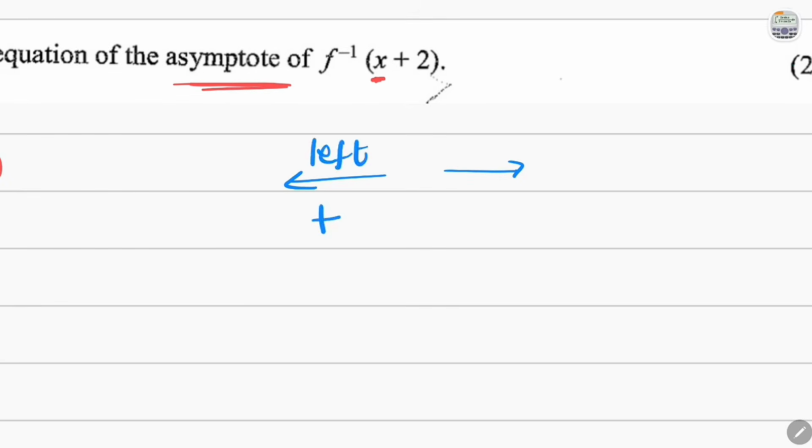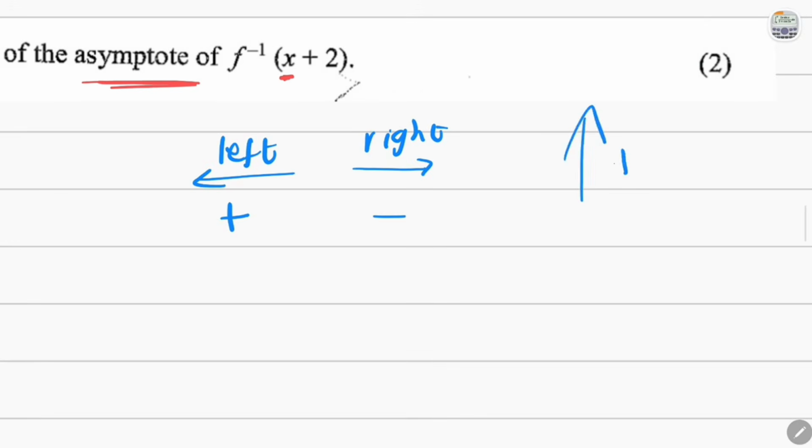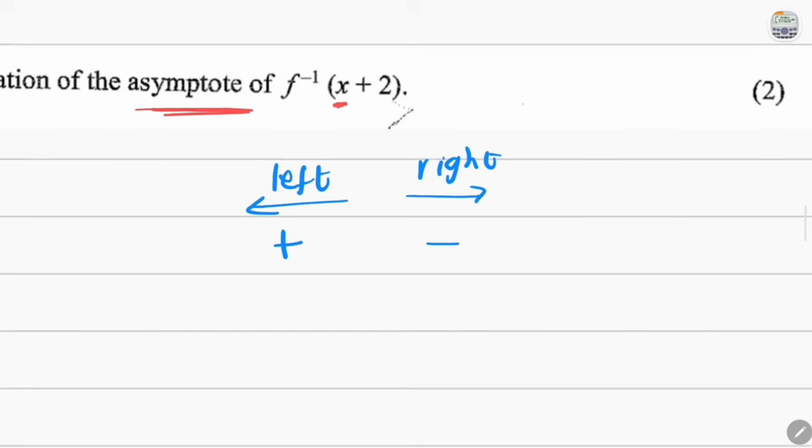So apply this to the equation. You say plus, and if you're moving to the right, you would subtract. This is not the same with up and down. With up, you just add. With down, you subtract. Very simple. Okay, so with the left and right, just remember that it's the other way around.